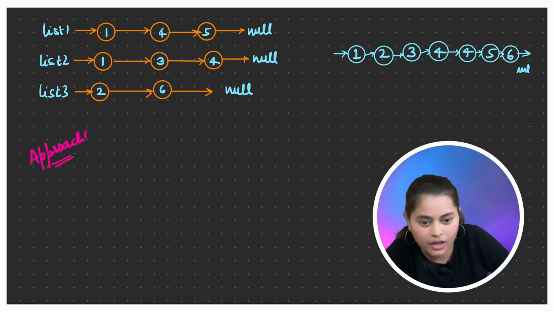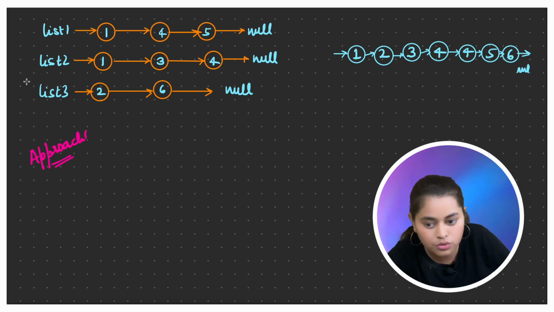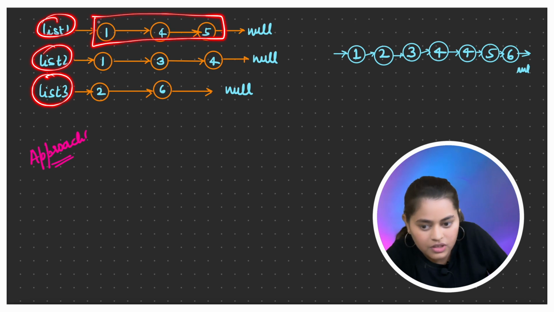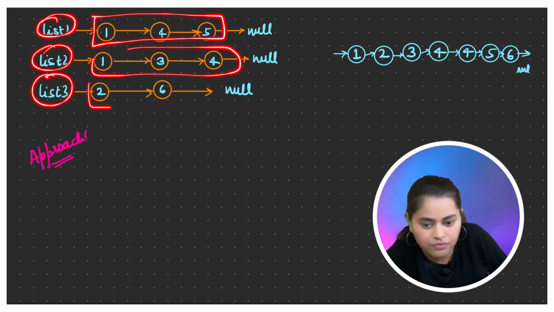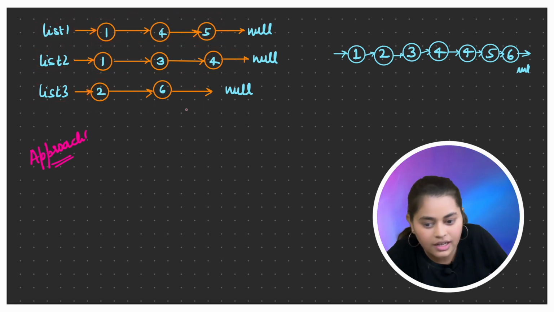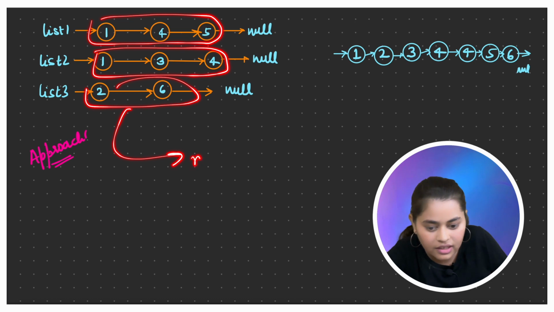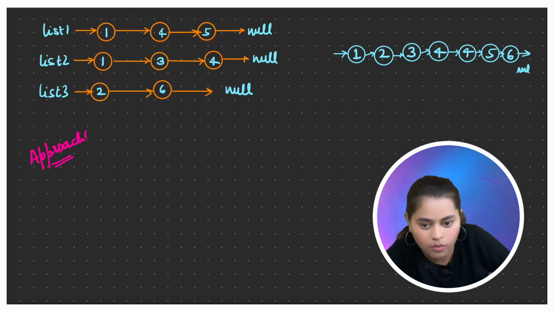Approach 1 is similar to the approach we discussed in merge two sorted lists. What we did was traverse each of the lists, store the content of each list into one list, and finally sort that combined list of elements, and now we create a new linked list. So let's see what we did.